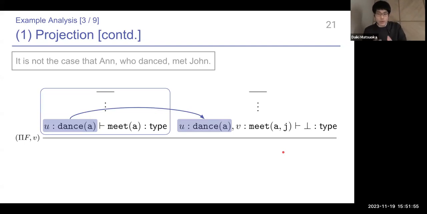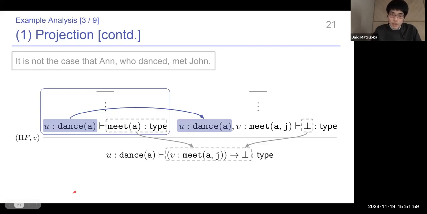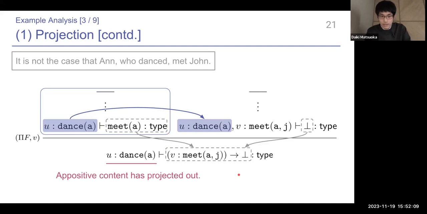Then this is propagated to the second subgoal, and we have this. And then finally, we reconstruct this pi type. What we do is this. So we put this part into the antecedent and this part in the conclusion, and then we obtain this type. So in the final conclusion, we can see that the appositive content has projected out of negation. So this at-issue content means that it is not the case that John met. All right, this is how projection is predicted.